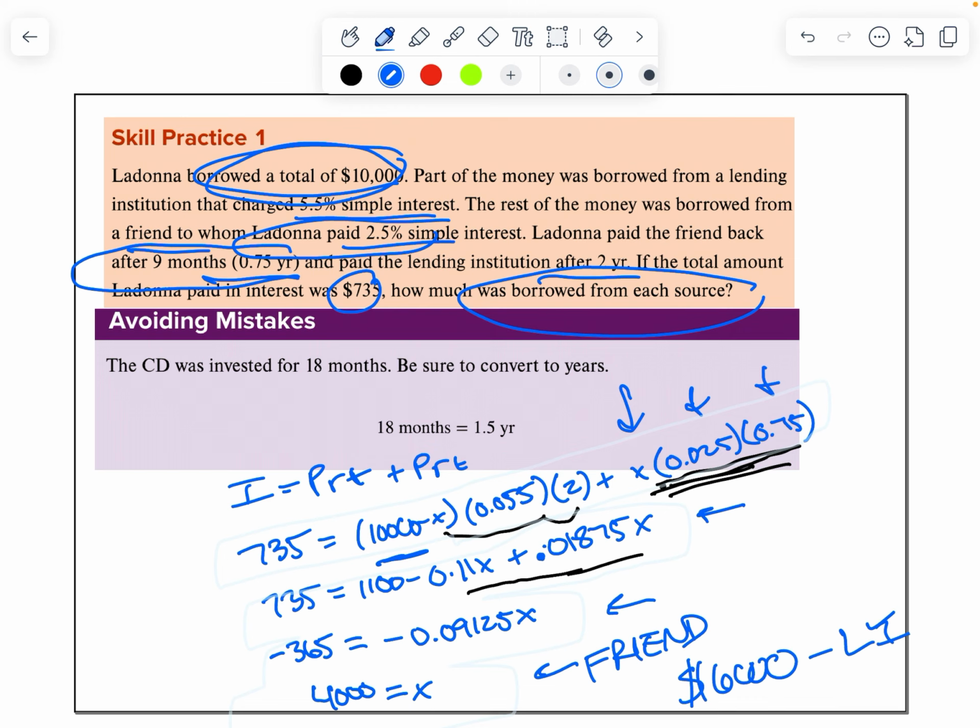Those numbers do make sense with our problem because remember she was trying to borrow a total of $10,000. $6,000 and $4,000 add up to our total $10,000.